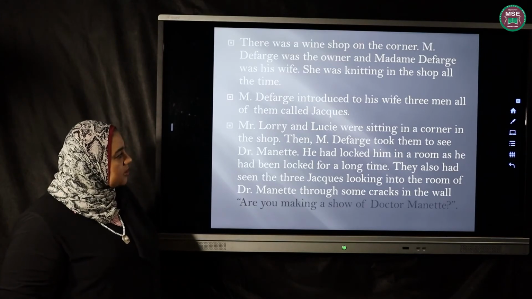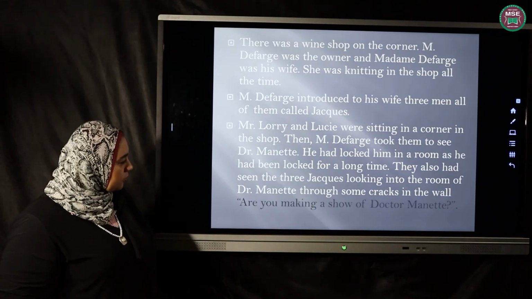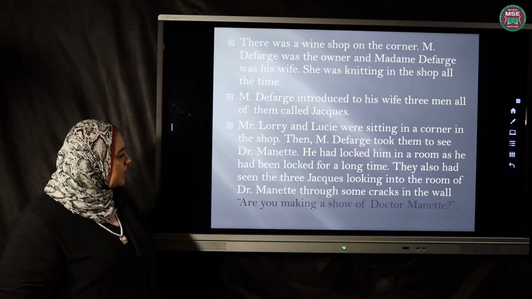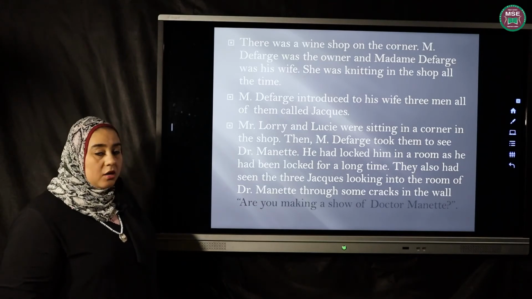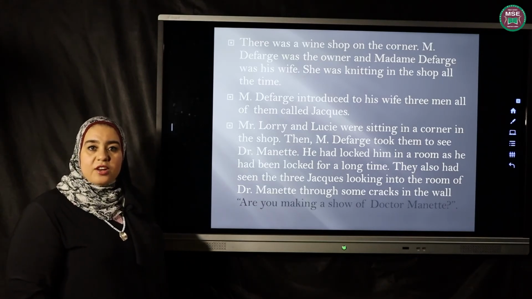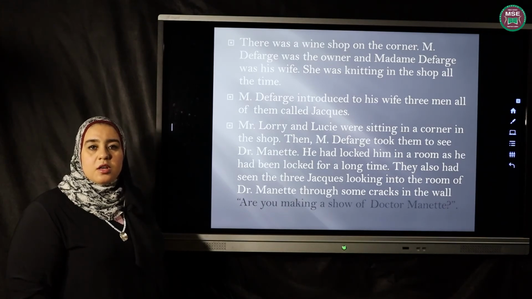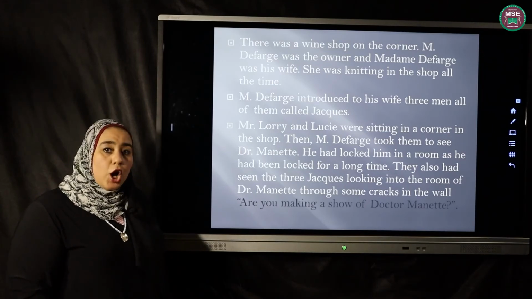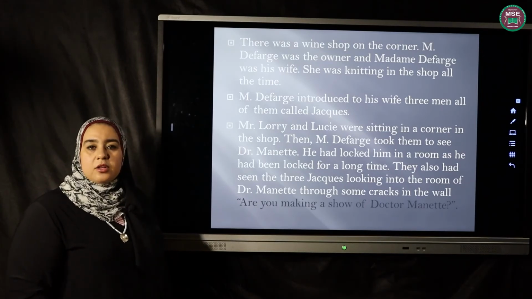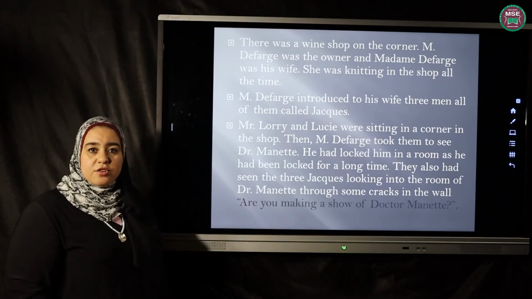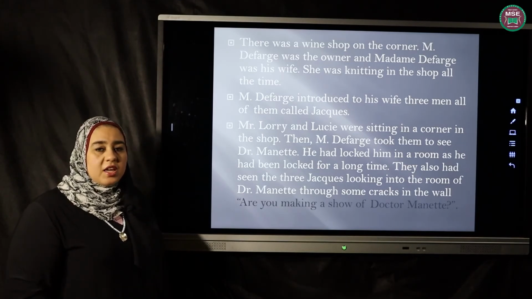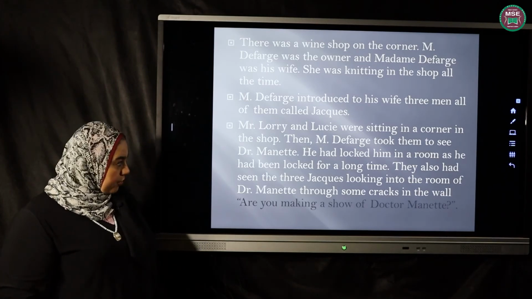Mr. Lorry and Lucy were sitting in a corner in the shop. Then Monsieur Devarge took them to see Dr. Manette. He had locked him in a room, as he had been locked for a long time. Mr. Lorry and Lucy had reached the wine shop of Monsieur Devarge to take Dr. Manette back. Monsieur Devarge explained that Dr. Manette had lived 18 years with the door locked. He can't leave him without locking the door.